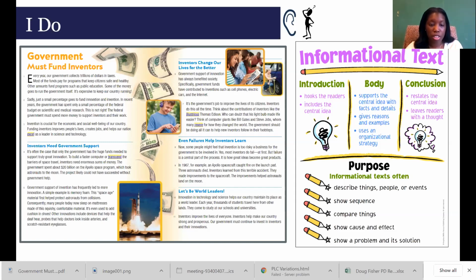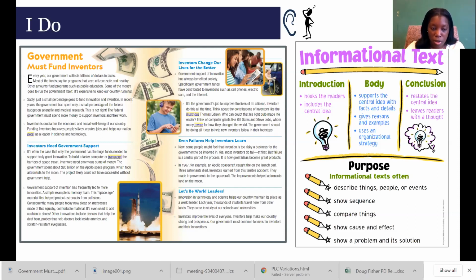So the first thing I want to do is look for my hook in my first paragraph. Our hook is going to be, "Most of the funds pay for programs that help keep citizens safe and healthy." So I know that that's what's hooking the reader, because we want to talk about what's going to get them to give the inventors money. They're going to provide things for us to be safe and healthy.